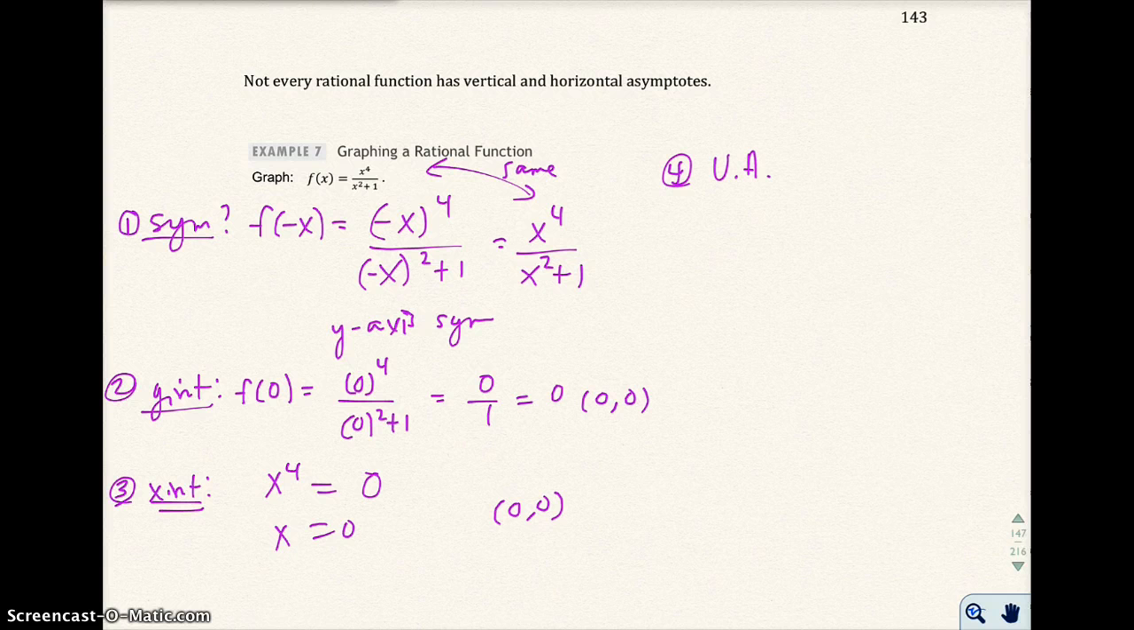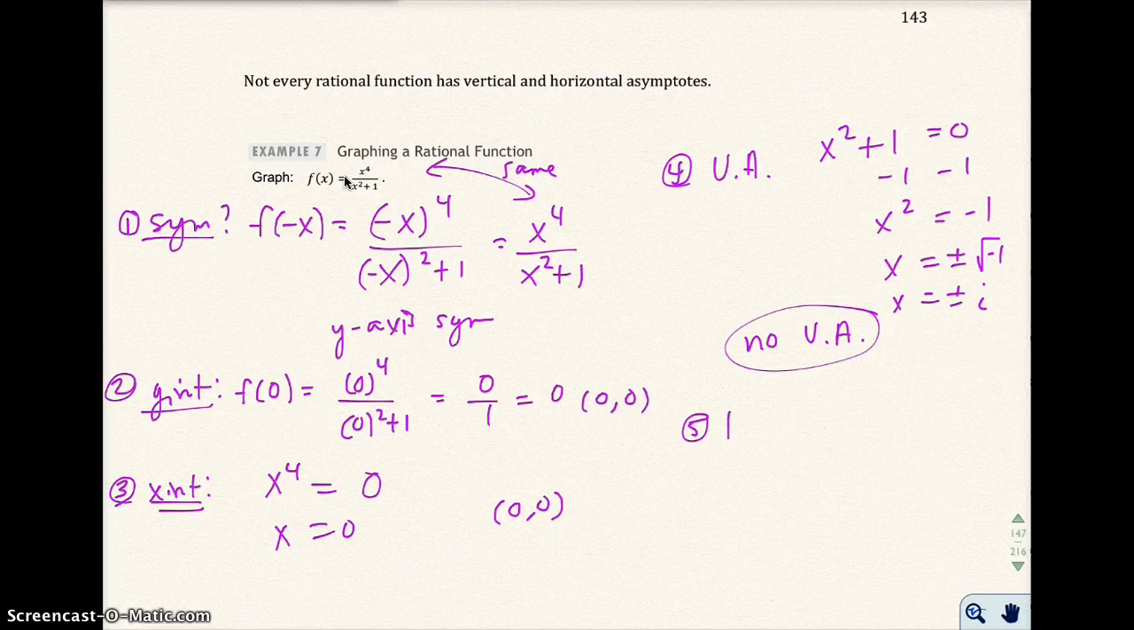Then we'll see if I have any vertical asymptotes. If you look at this carefully, you're trying to see what makes the denominator 0. There's no way x squared plus 1 will ever equal 0. If you don't believe me, just solve for it: x equals plus or minus the square root of negative 1, so x equals plus or minus i. That's an imaginary value, so there's no vertical asymptote.